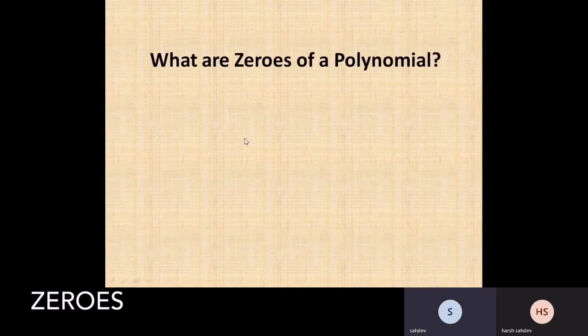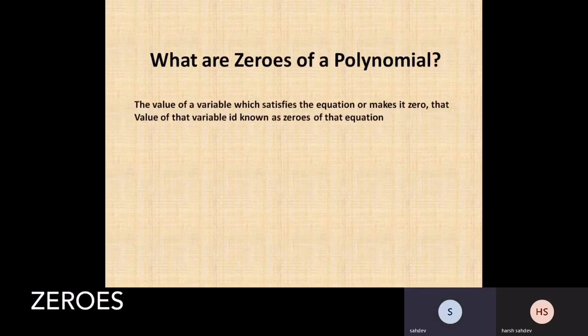Next, what are zeros of a polynomial? We have been talking about zeros for the past 5-10 minutes. The value of a variable which satisfies the equation or makes it zero: if we put some value of that variable so that the whole equation becomes zero, or the equation gets satisfied, that value of the variable is known as a zero.